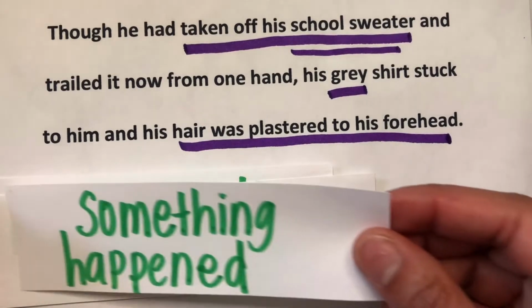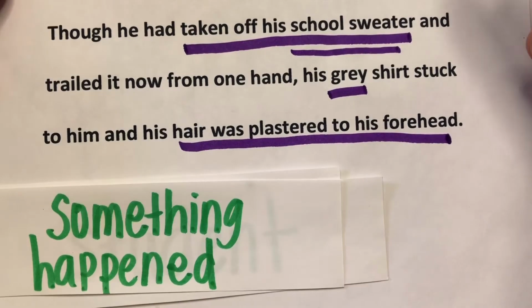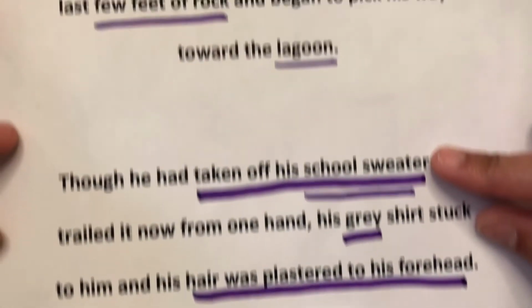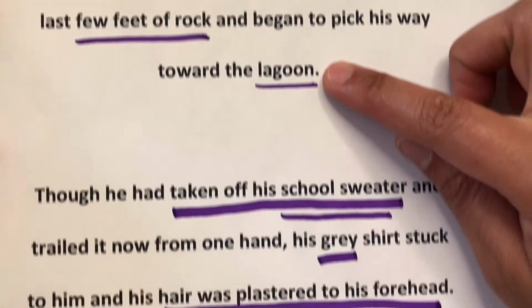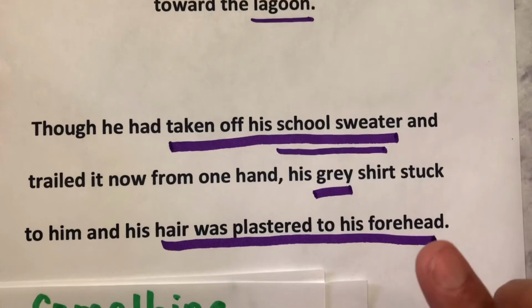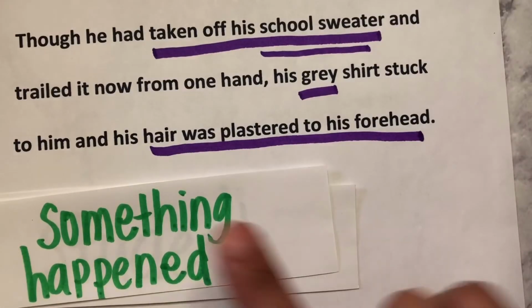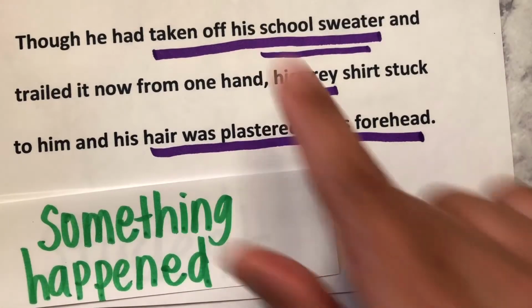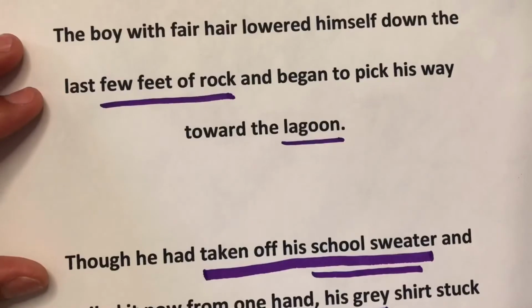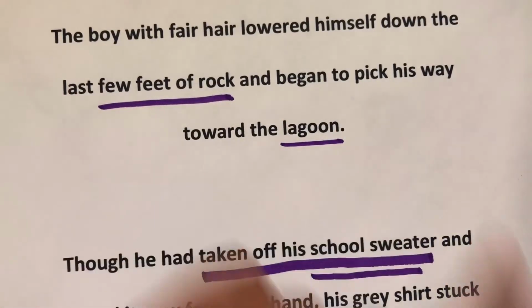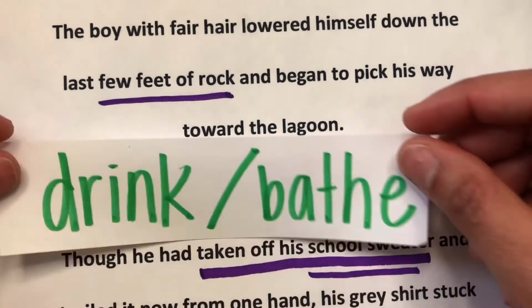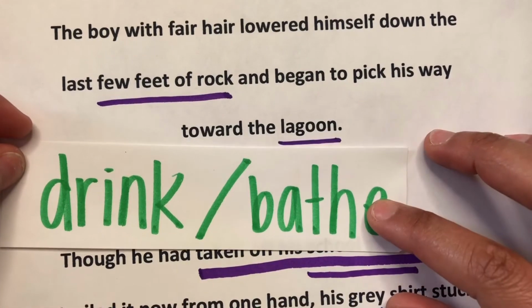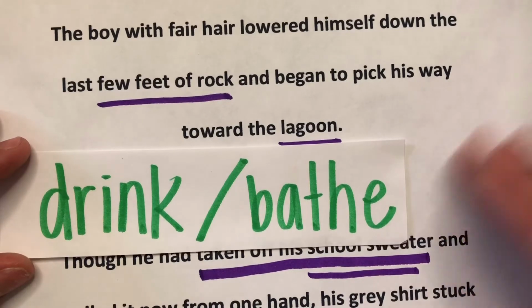I can also infer that something must have happened with the student that is in the woods of some sort, walking towards a lagoon, and it is very hot. Because his hair was plastered to his forehead and he took off his school sweater, if I go back, it says that he began to pick his way to the lagoon. I can make another inference and say that he might be going for a drink or to bathe in the lagoon.